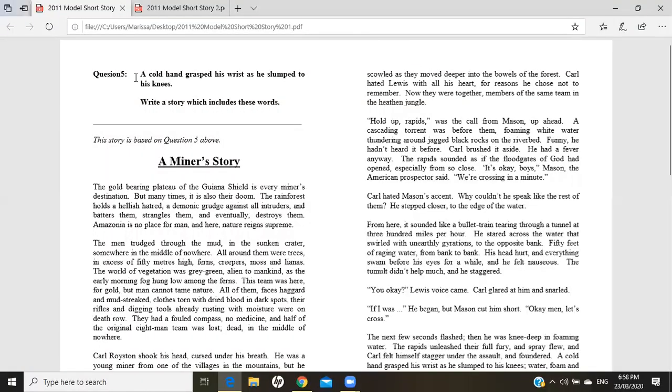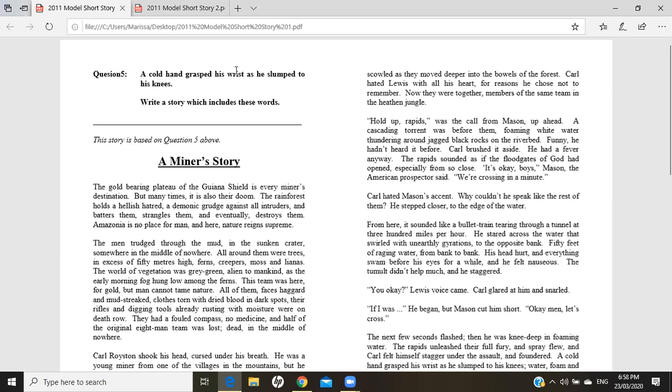Right, so in this question, "A cold hand grasped his wrist as he slumped to his knees," write a story which includes these words. The first issue with this question is that a lot of students read this question and then they just take the idea of the question and begin writing. And then when they begin writing, they forget what the instruction says. The instruction says, write a story which includes these words.